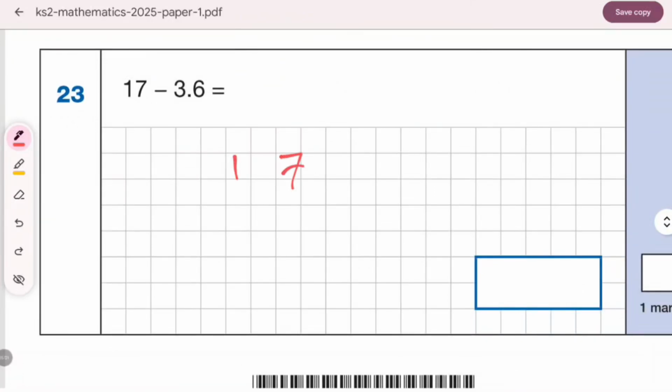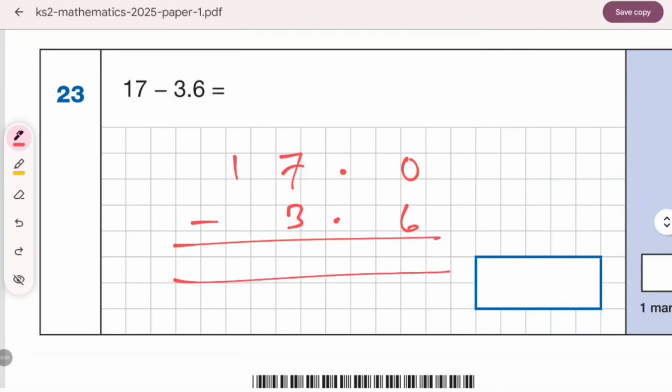So we can write it like 17.0 and the decimal number, that is 3.6. So now we can subtract easily. We know that 0 minus 6 is not possible, so we'll take a borrow from 7. So it will become 6 and the next number will become 10. So 10 minus 6 will give us 4. And now 6 minus 3 will be 3 and this one will still remain the same. So in this way we have gotten the answer for question number 23 as 13.4.